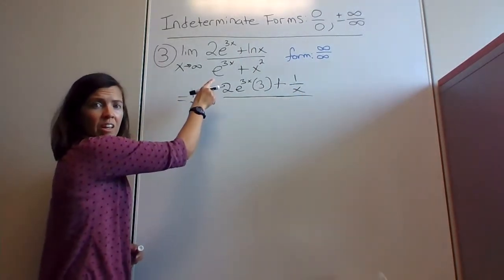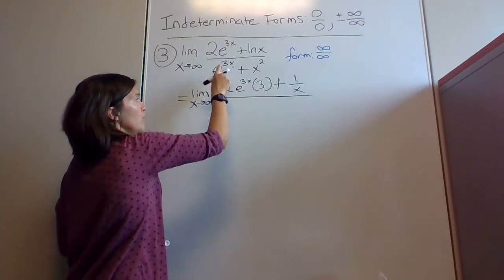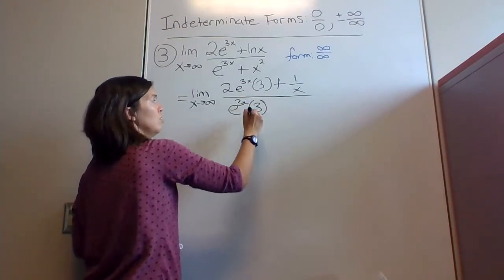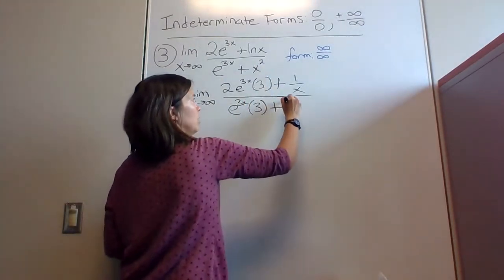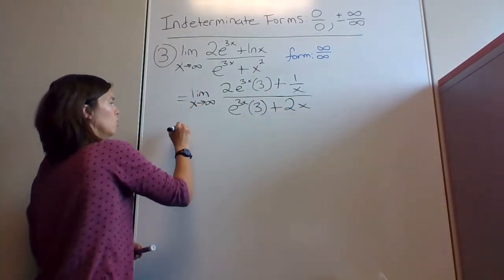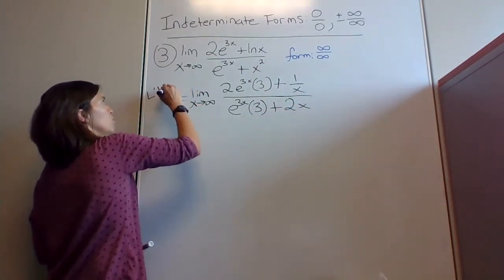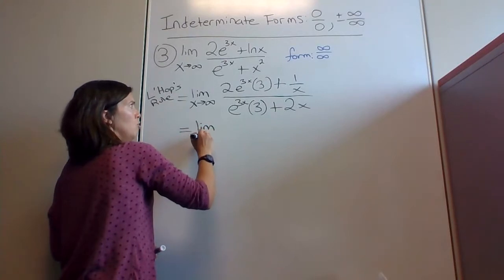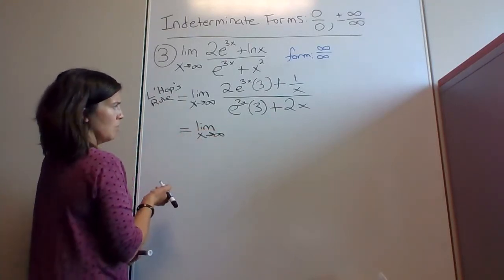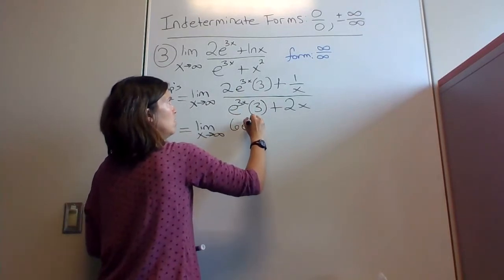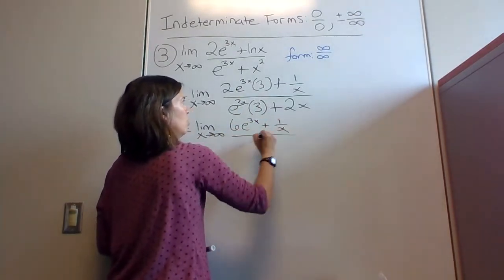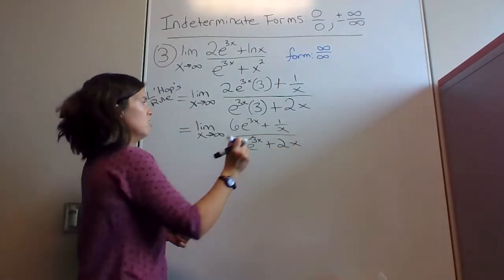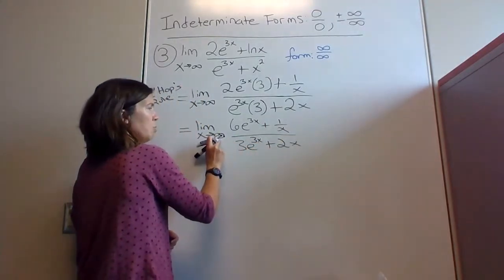Now to differentiate the denominator here. So the derivative of e to the 3x is e to the 3x, again using chain rule, times the derivative of the inside is 3, plus the derivative of x squared is 2x. And so just cleaning this up, on this step we used L'Hopital's rule. Now on this step I'm just going to use algebra to simplify this a bit. So the 2 times 3, this is 6 e to the 3x plus 1 over x over 3 e to the 3x plus 2x.